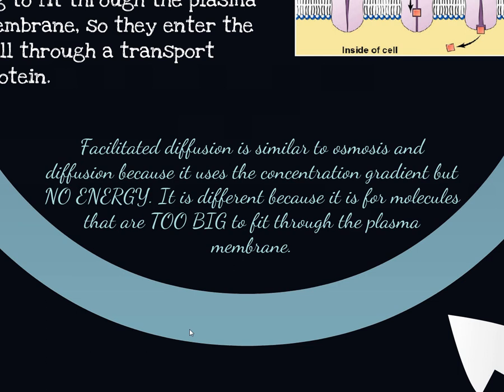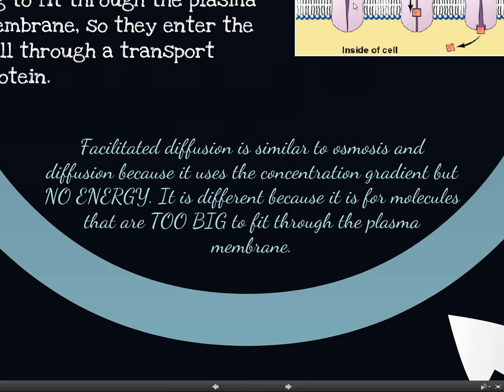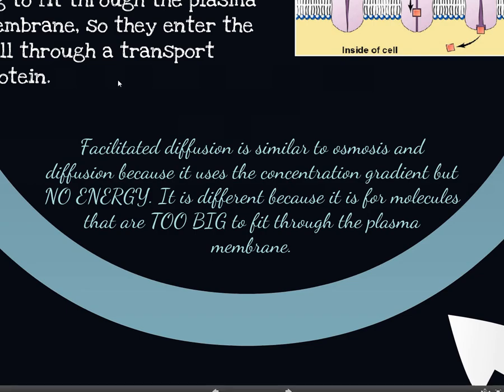It is different from diffusion and osmosis because this is a mechanism that allows molecules that are too big, or hydrophilic, or polar, or highly charged to pass through the membrane. Especially really large molecules are going to rely on some sort of protein to transport them across. So that's facilitated diffusion. We'll look at active transport in the next video.